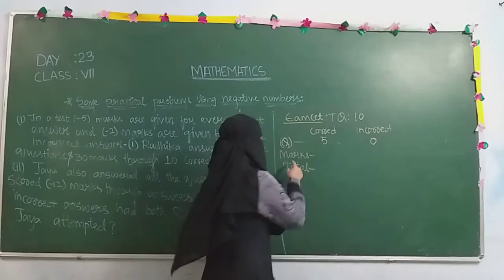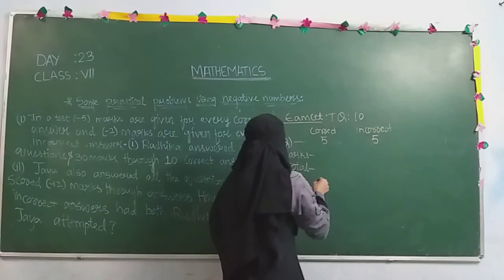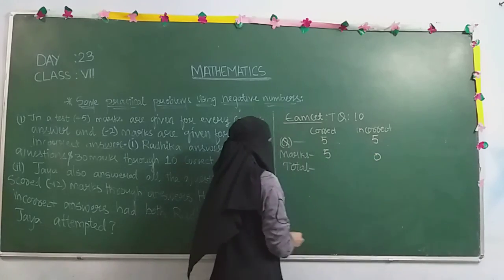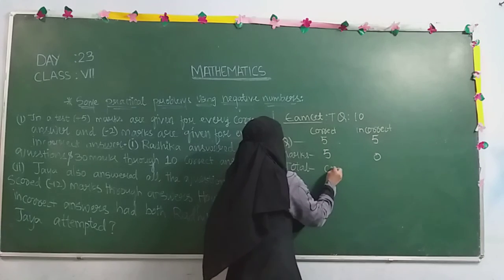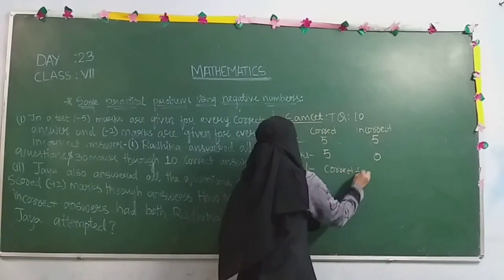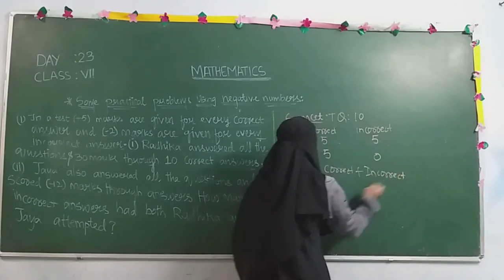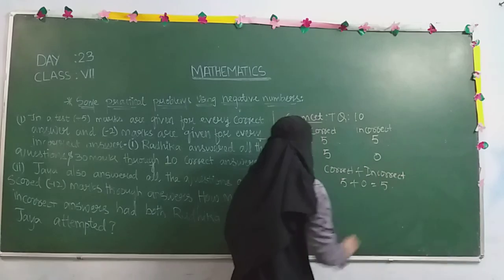So you have attempted 5 correct answers and 5 incorrect answers, and marks you got 5, and here you got marks as 0. Now your total marks. Total marks is nothing but correct marks plus incorrect marks. So 5 plus 0 equals 5, you will get 5.